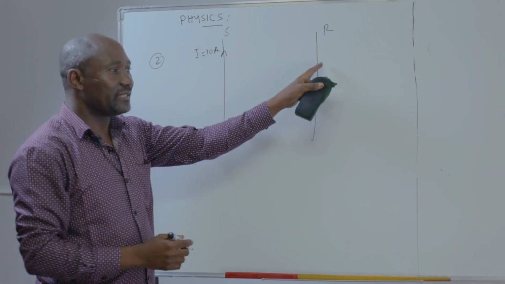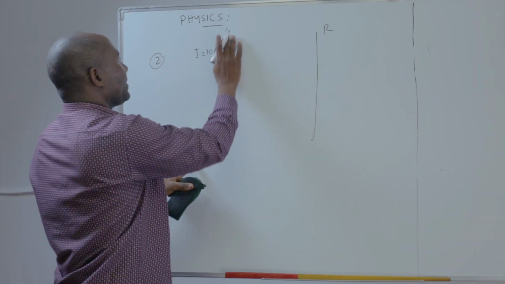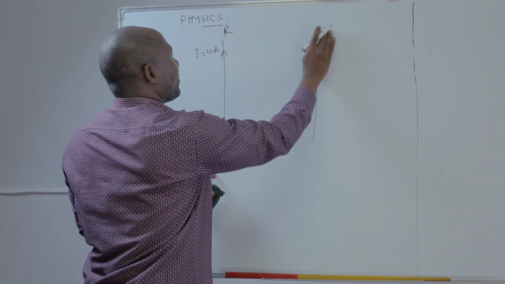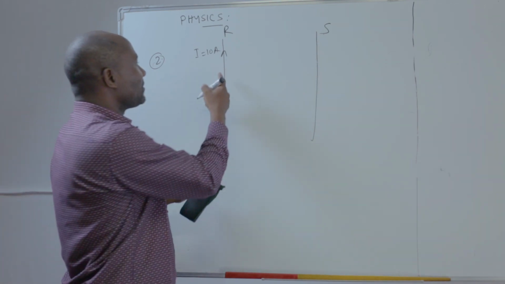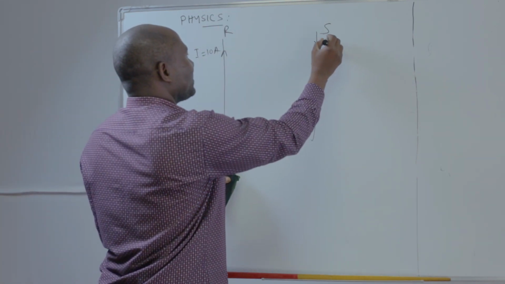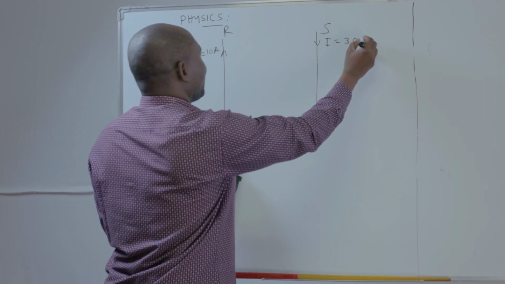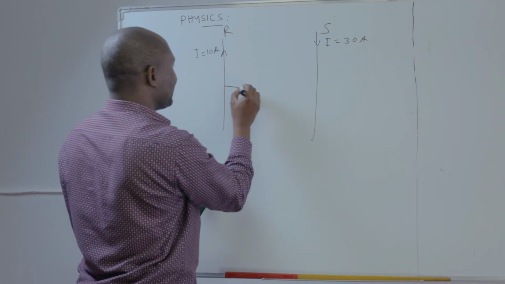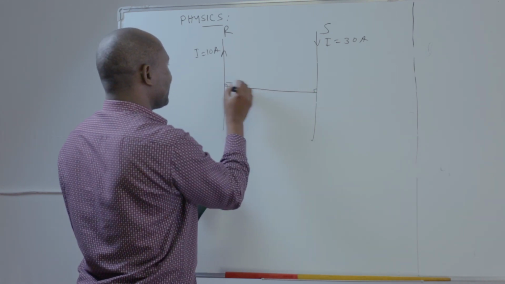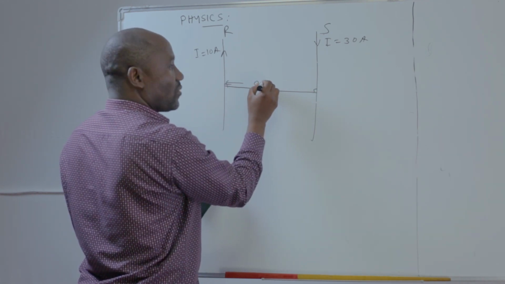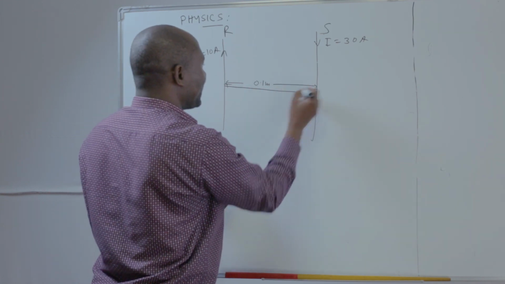And the current in R, so this is R, this is our S. And the current in S flows in opposite direction to that, so this is upward, it will be down like that, equals 30 ampere. And you are told the distance between the 2 axes, the distance here is how much? 0.1 meter.